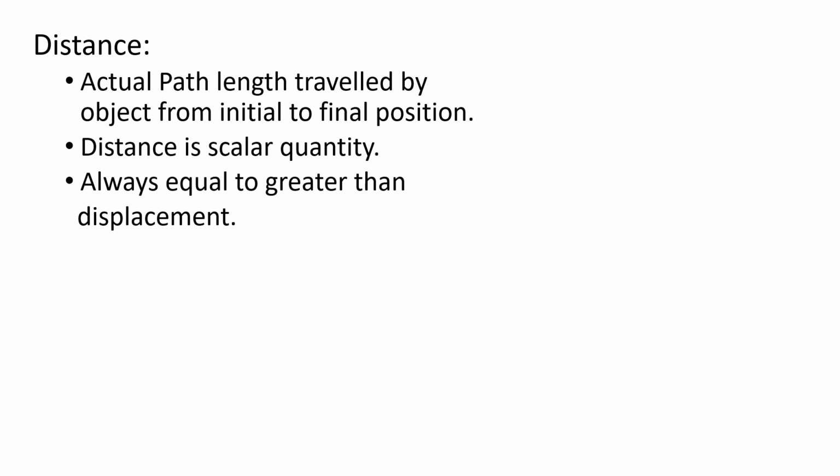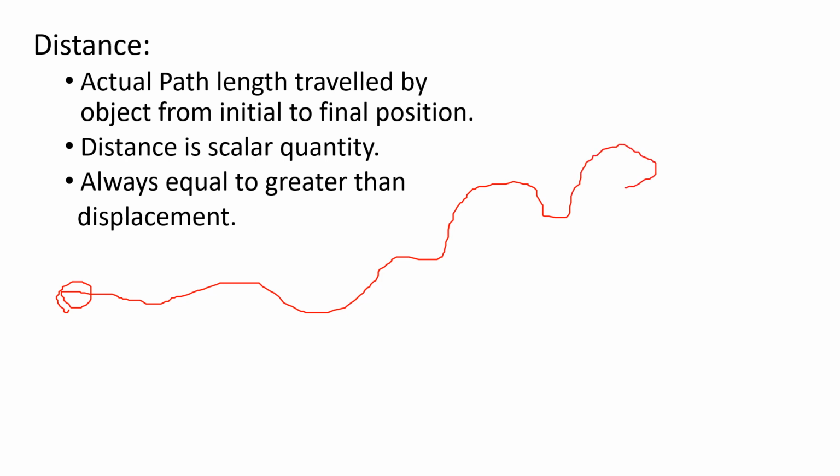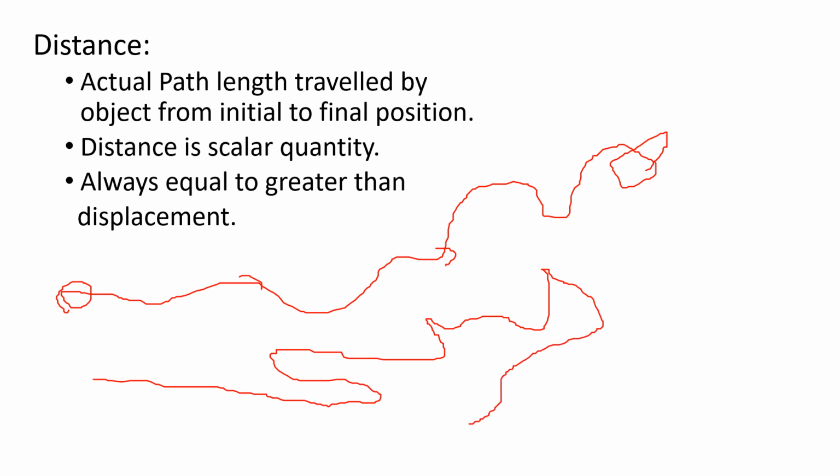The actual path length traveled by an object from the initial to the final position is called distance. Suppose something starts from point A and goes in any direction up to point B. That path is called distance. There is no particular direction. Whatever path is covered by the object as it moves, A to B, is called distance. So distance is a scalar quantity because there is no particular direction. Whenever it moves, it is a distance.